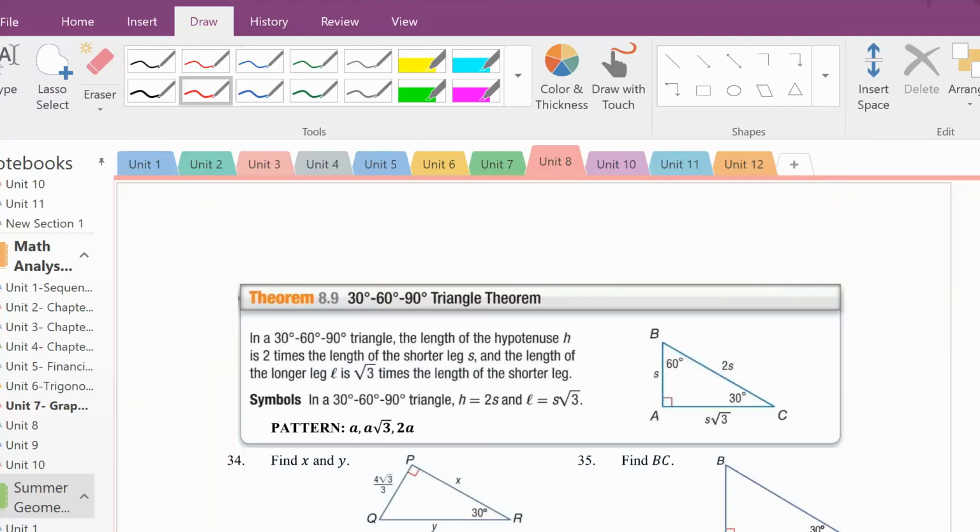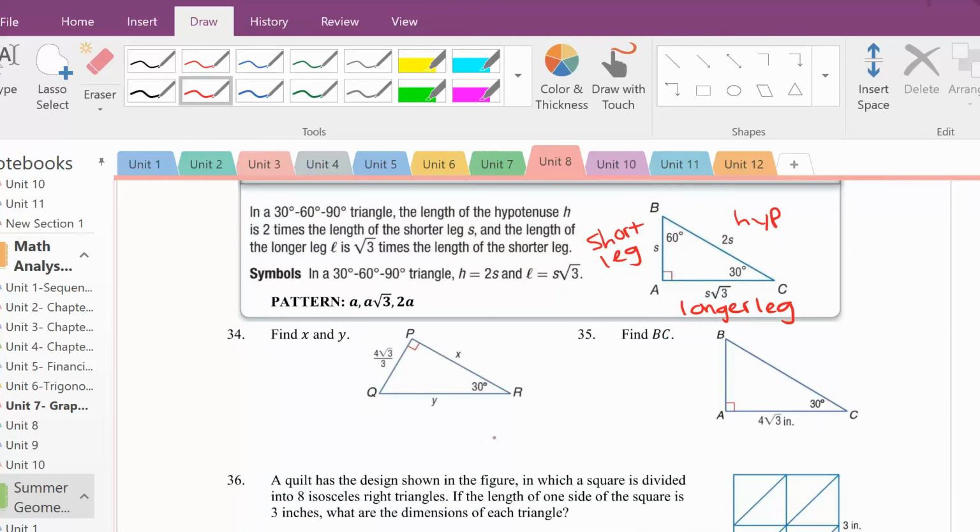The next type of special right triangle is what's called the 30-60-90. And 30-60-90 is a little different because it has the shorter leg, which is across from the 30 degrees. It has the longer leg, which is across from the 60, and it has the hypotenuse, which is across from the right angle. The shorter leg is what we call A. The longer leg is the square root of 3 times A, and the hypotenuse is 2 times A.